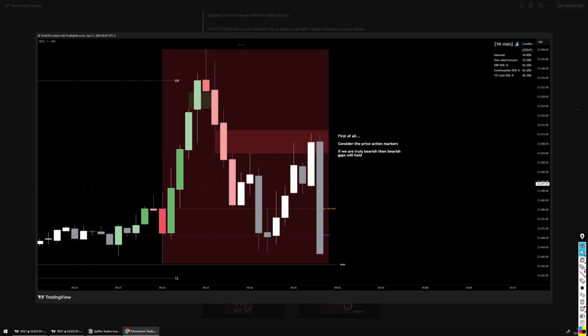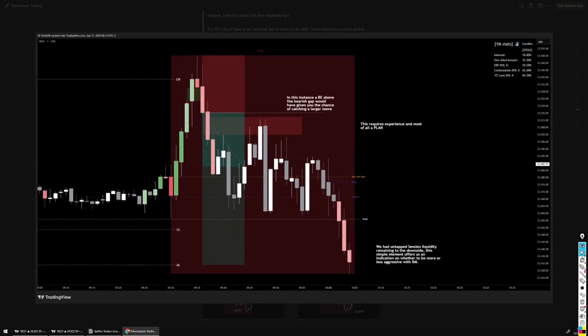If we are truly bearish, then bearish gaps will hold. So if we would have left our stops at break even, then in this instance we would have actually been protected, and we still would have been in that position. It would have given us the chance of catching that larger move. But the thing is, this requires experience and most of all a plan.